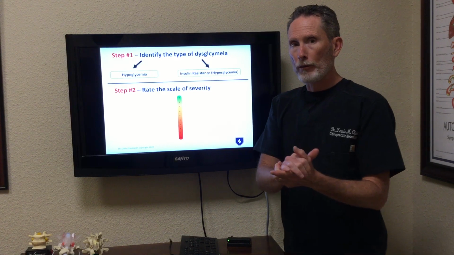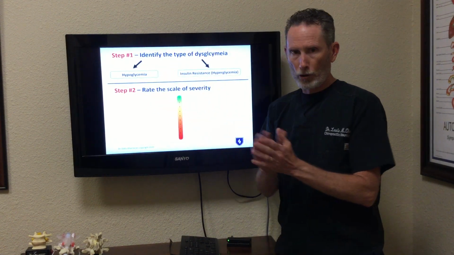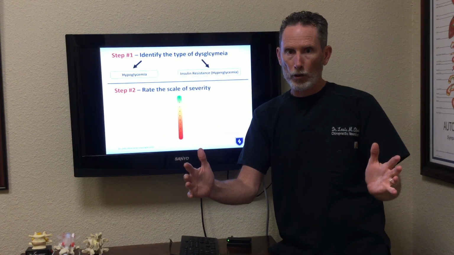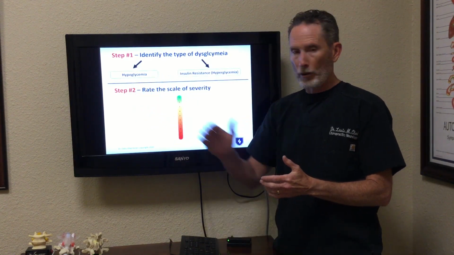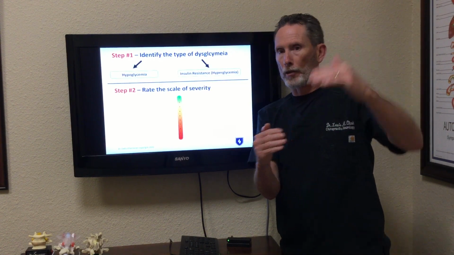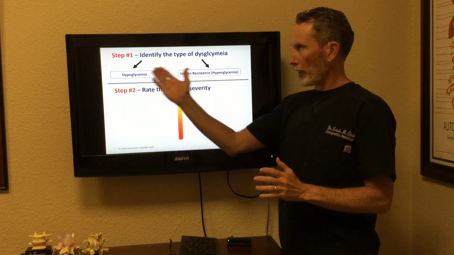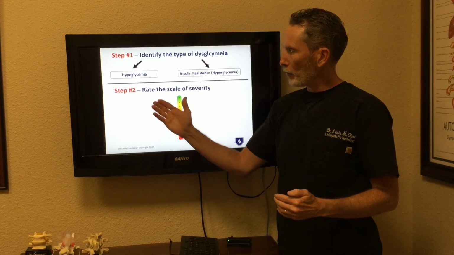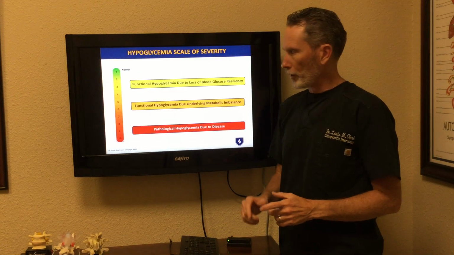I want to go back and review first of all, and realize that there are two types of blood sugar problems and different divisions within these two main categories. Number one is hypoglycemia. We're going to go into that in more detail. The other is hyperglycemia, or high blood sugar, also known as insulin resistance. Then, once we identify what type of dysglycemia we have, we must rate the severity. So that's our challenge today. We're going to get into that.